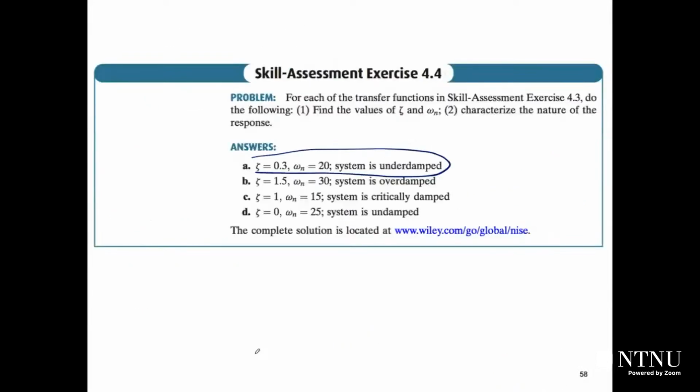So now we can solve many systems. So please try to go to this skill assessment exercise and solve it. We need to find the value of zeta and omega n for this example, and try to characterize the nature of the response. Characterize means you need to say if it is underdamped, overdamped, critically damped, or undamped.